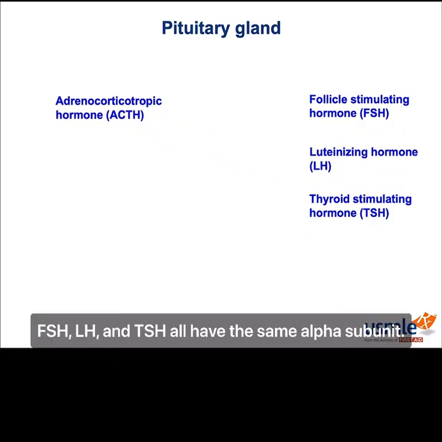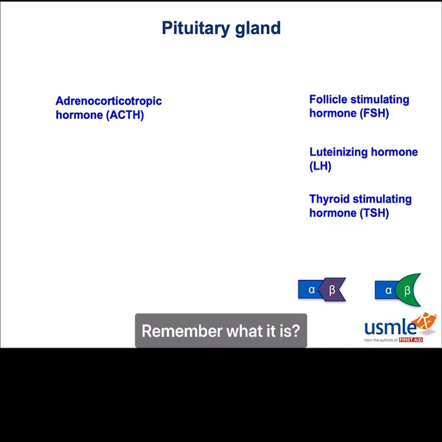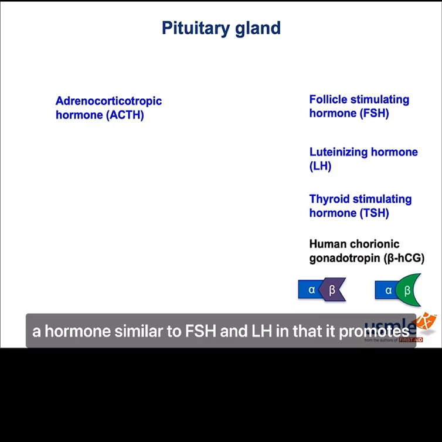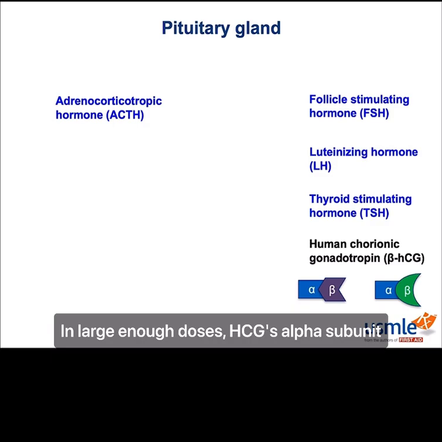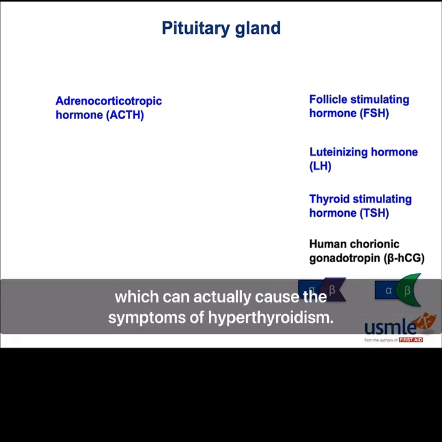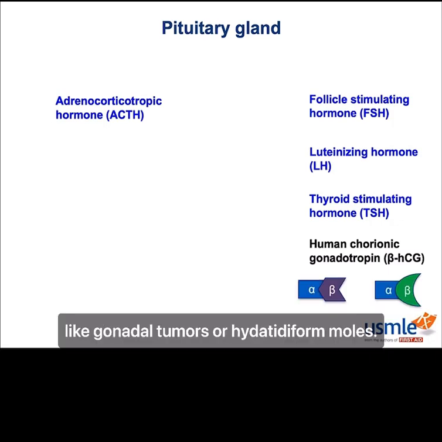Finally, 3 of the flat hormones, which are secreted by the basophils, actually look pretty similar. FSH, LH, and TSH all have the same alpha subunit. It's the beta subunit, however, that gives these hormones their specificity. Interestingly enough, this structure is also shared by another non-pituitary hormone. Remember what it is? It's human chorionic gonadotropin, a hormone similar to FSH and LH in that it promotes the secretion of progesterone. In large enough doses, HCG's alpha subunit can even trick the body into thinking that it is TSH, which can actually cause the symptoms of hyperthyroidism. You can see this in patients with HCG-secreting neoplasms, like gonadal tumors or hydatidiform moles.